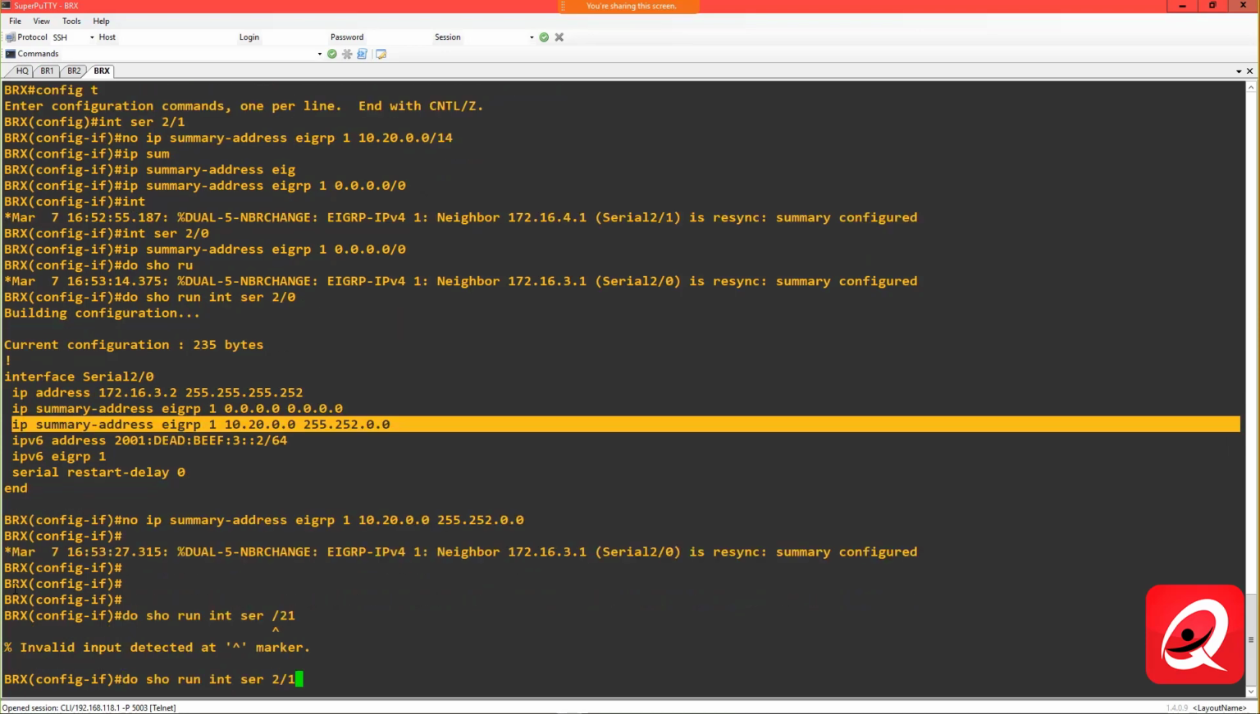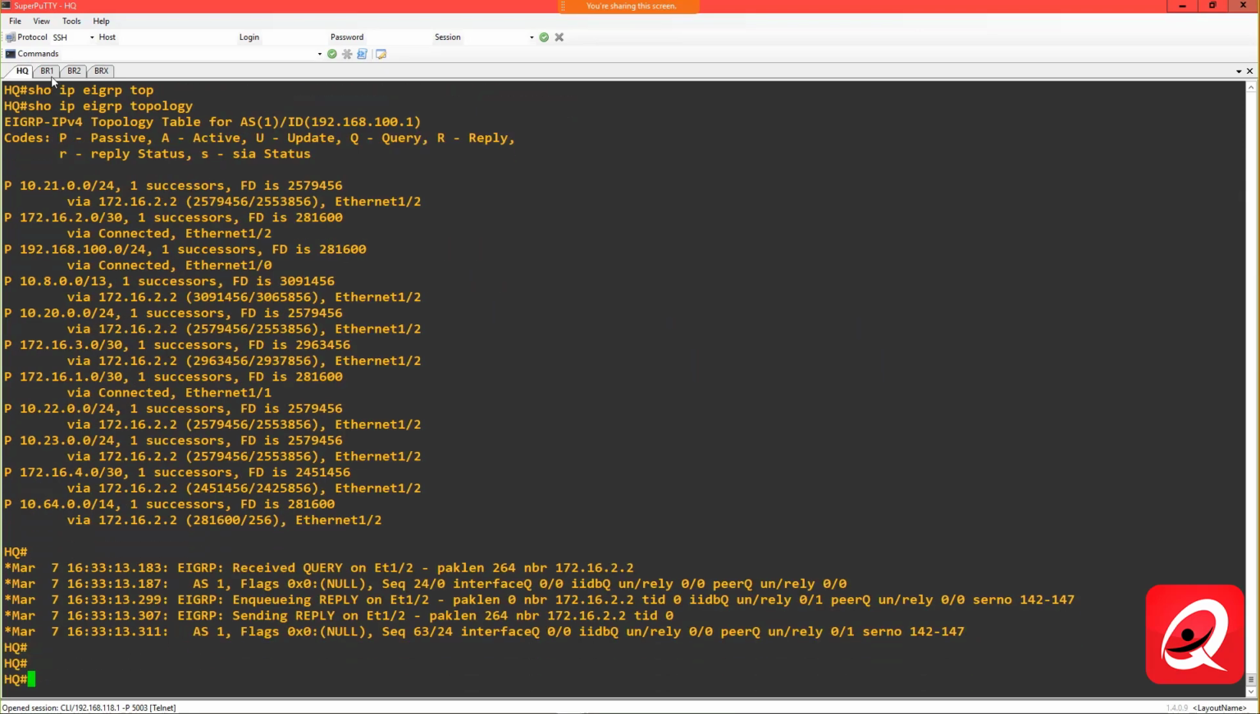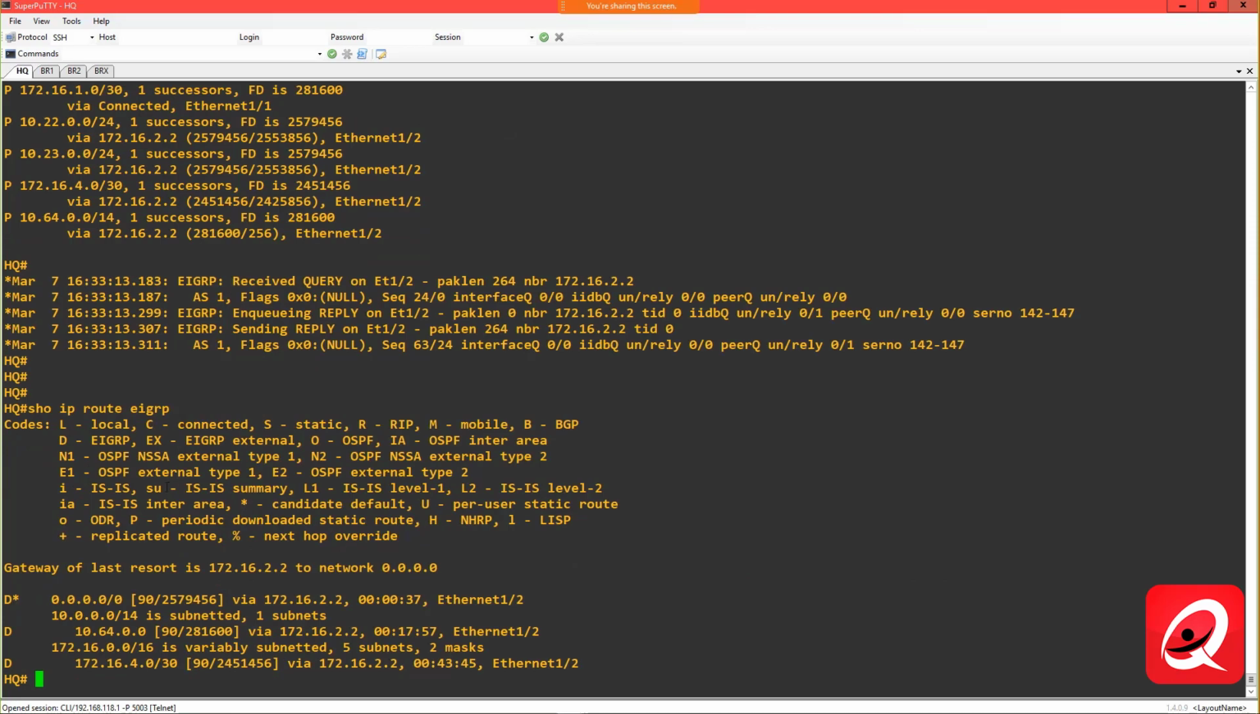So what I'm doing in this case, it's kind of dangerous, but I am sending in a summary, which is essentially a default route. So I'm basically saying summarize everything in EIGRP to a quad 0/0. So if I go to my HQ router now, show IP route EIGRP, we can see that that route's coming in. It's actually being identified as a default route, as a default candidate, and it's being sent in.